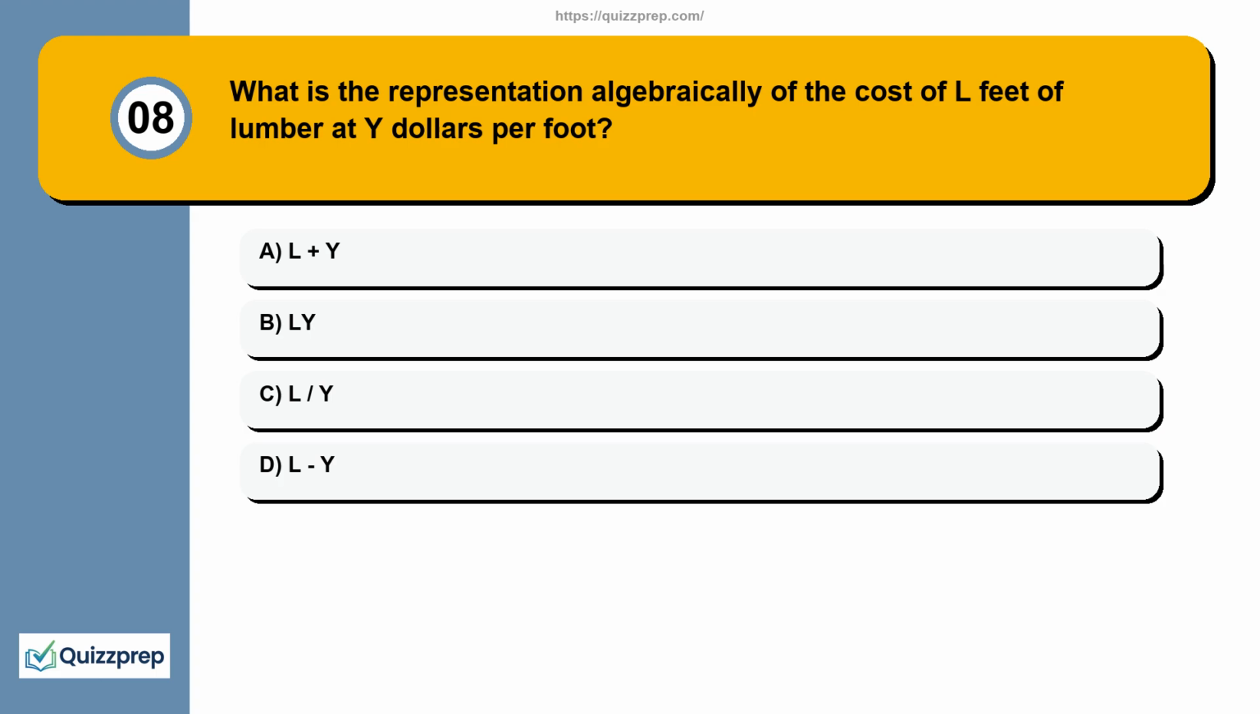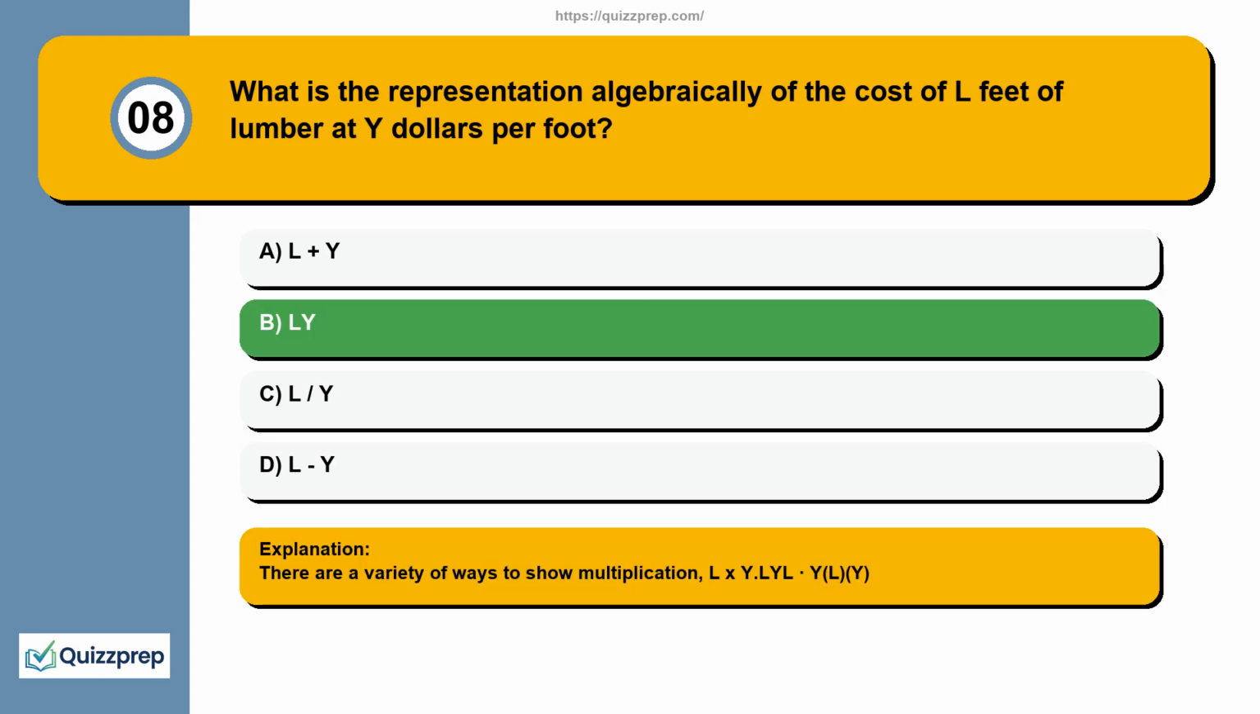Question 8. What is the representation algebraically of the cost of L feet of lumber at Y dollars per foot? L plus Y, LY, L slash Y. There are a variety of ways to show multiplication: L times Y, L dot Y, LY.